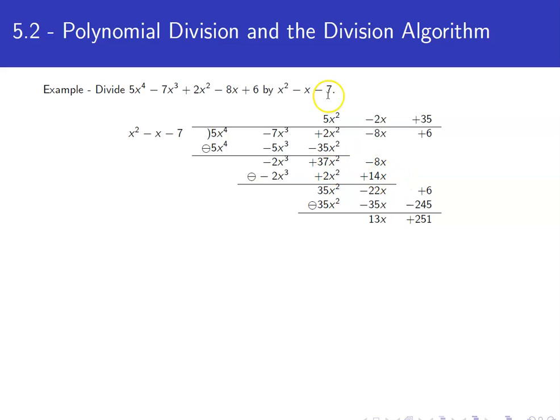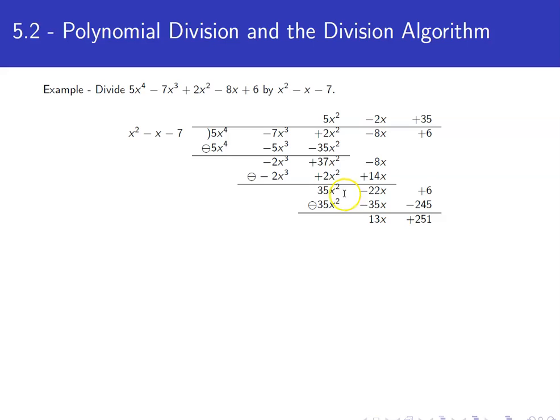Again, we subtract down. Negative 2x cubed minus a minus 2x cubed gives me 0. 37x squared minus 2x squared gives me 35x squared. Negative 8x minus 14x gives me negative 22x. Bring down the 6.